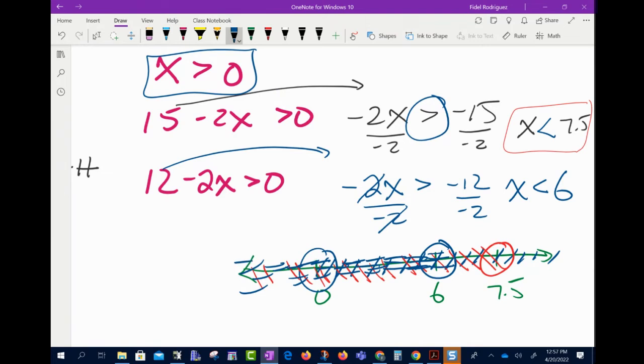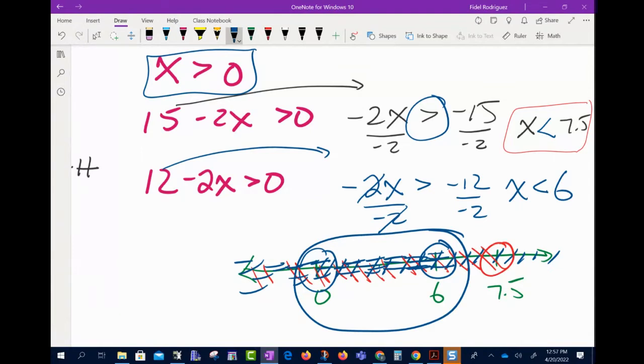Now I know this is really messy. It's supposed to be messy. What we're looking for is, where do we have our overlap? Where did everything overlap? Between what two numbers? Between 0 and 6. That's what the overlap is. That's going to be my domain zone.